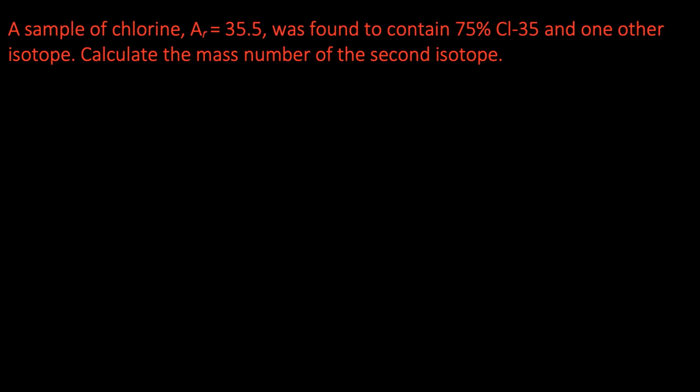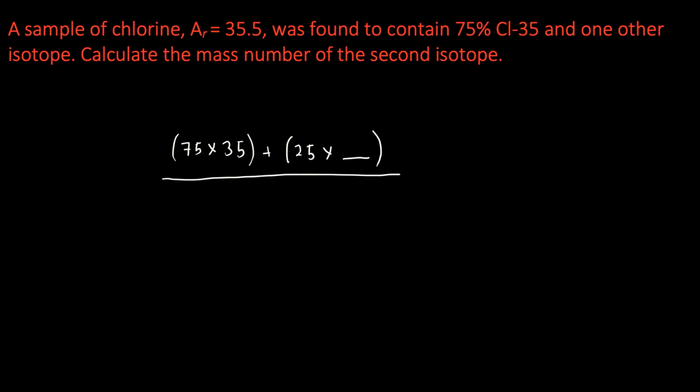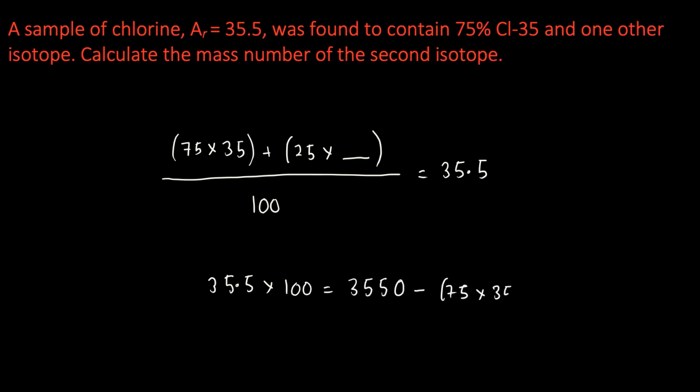We have the mass and the abundance for the first isotope, so that's 75 times 35. The abundance of the second isotope must be 25, since the first one is 75%. We multiply this by the mass, which we don't know yet. Divide this by 100, and we should get 35.5. Multiply 35.5 by 100, and we get 3,550. Take away 75 times 35, and we get 925. Divide this by 25 and we get a mass of 37.